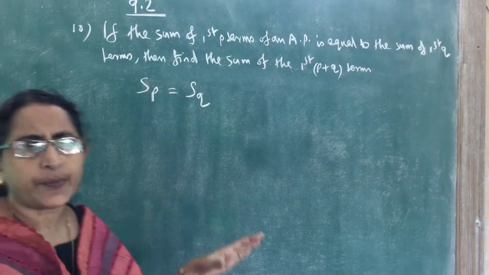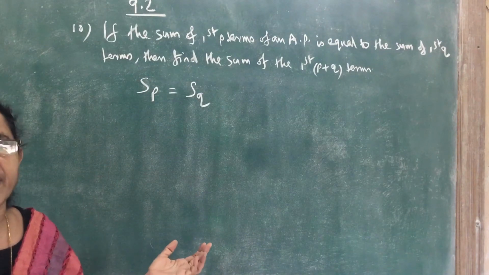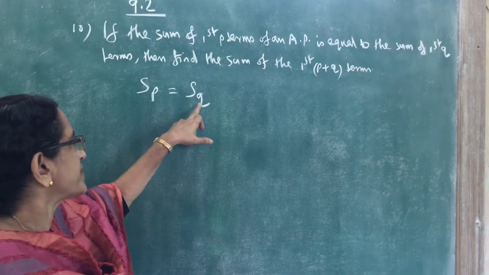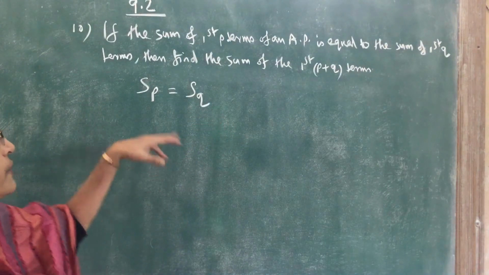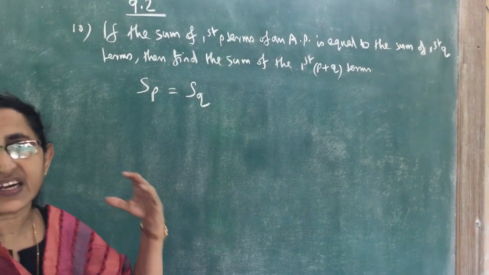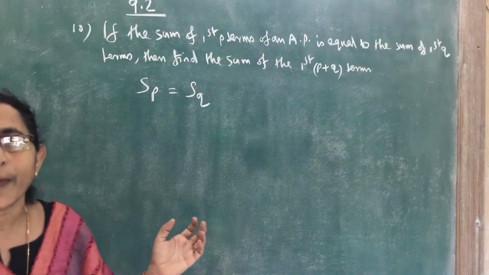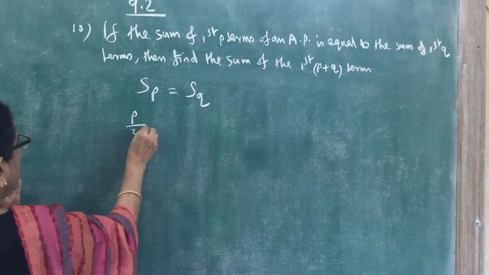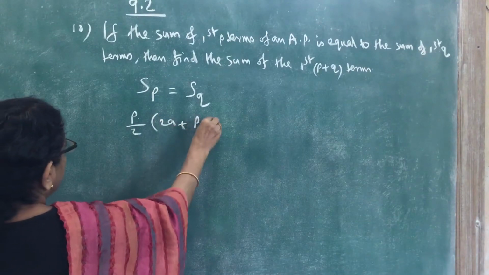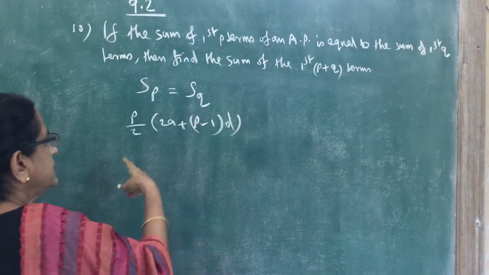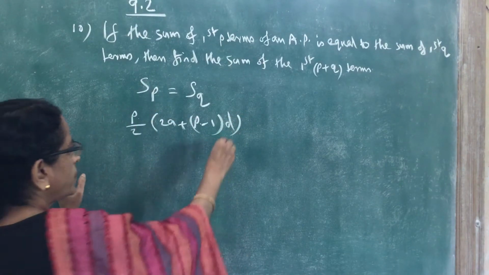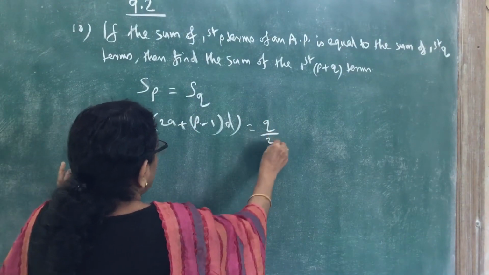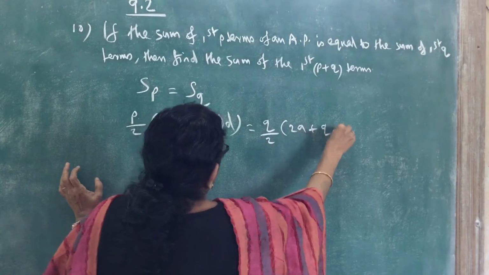For this AP, let a be the first term and d be the common difference. Given that the sum of first p terms is equal to the sum of first q terms, we can apply the formula for the sum of first p terms. Consider first term as a and common difference d. So S_p = p/2 into (2a + (p minus 1) into d). This is S_p, that is equal to S_q, the sum of first q terms, q/2 into (2a + (q minus 1) into d).